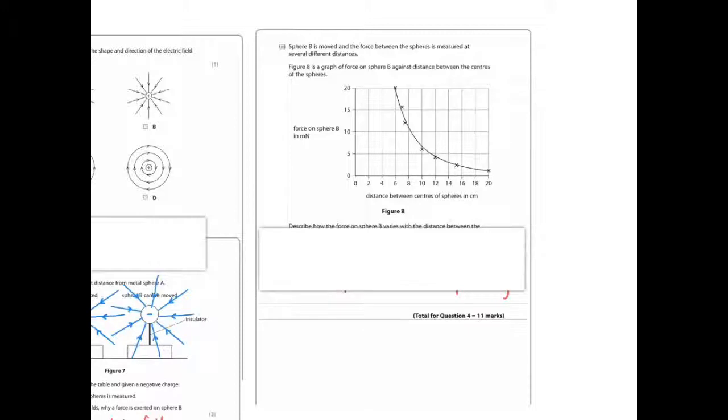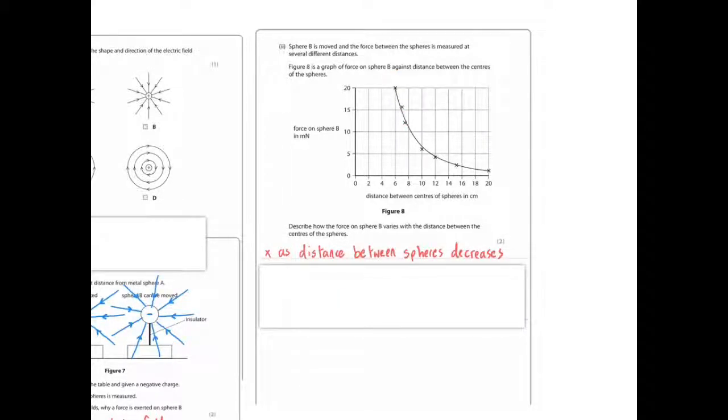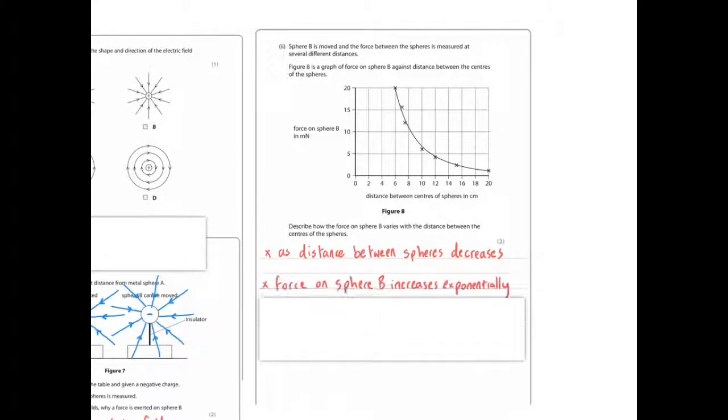So this is one graph which I'd be tempted to explain backwards, because it's just easier that way. As the distance between the centres of the spheres decreases, from 20 to 18 to 16, you can see the force on sphere B increases, at first gradually, but eventually exponentially. A rise like this is called an exponential increase, where it just gets greater and greater and greater. So you'd say, as distance between the spheres decreases, force on sphere B increases exponentially. So you're linking the 2 points together.